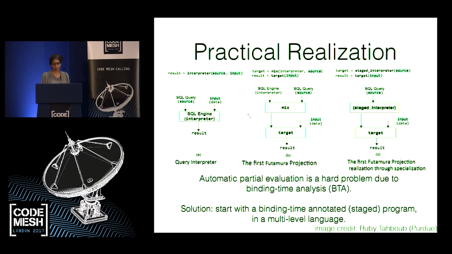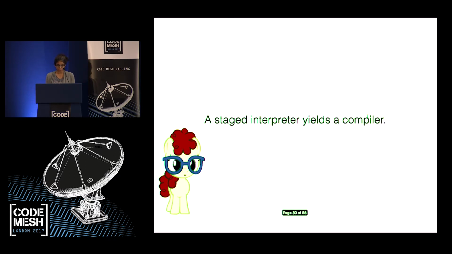So we realize turning an interpreter into a compiler by staging the interpreter, manually doing what this mix step does, but in a principled way, where all we're doing is thinking about which parts of our program should be executed during code generation time and which parts should create generated code. All right, so the takeaway here is that a staged interpreter yields a compiler.